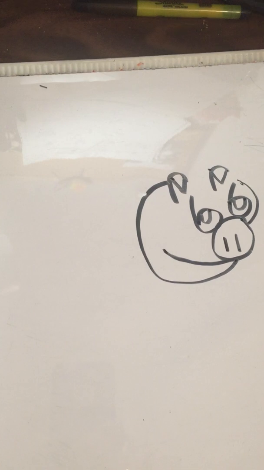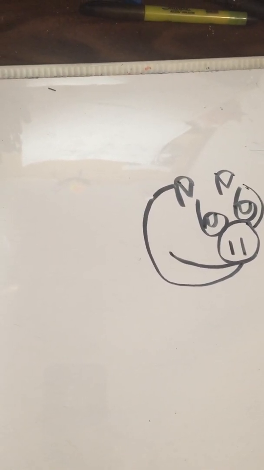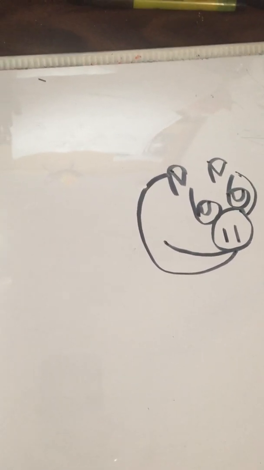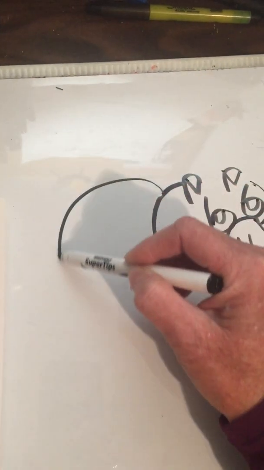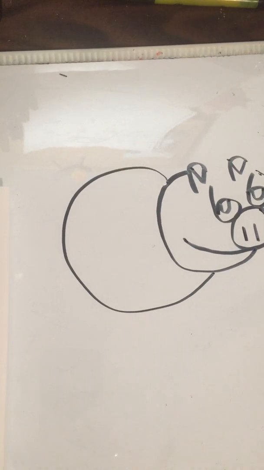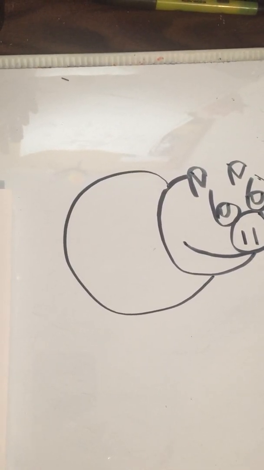And then we want to work on his body. So for the body, you know what? We're going to add another C, but it has to be bigger than his head, because we know pigs have a big body and their head's not the same size. So we're going to make a big C connected. Big letter C.